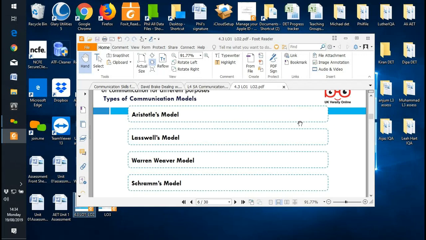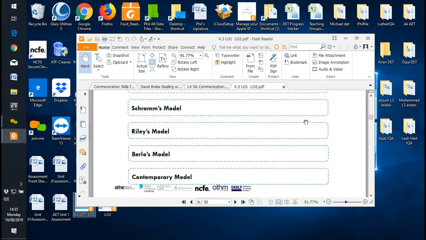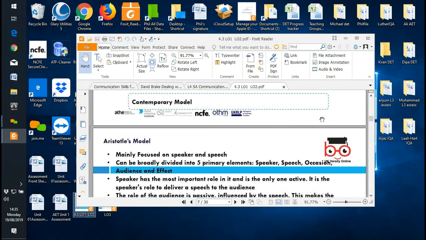So the different types of communication models we'll look at are Aristotle's model, Laswell's model, the Warren-Weaver model, and Schramm's model. There's a whole host of others, Riley's, Barlow's, and a contemporary model.